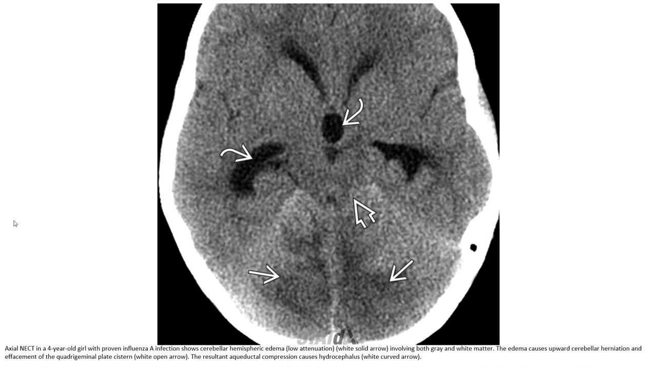This is axial non-enhanced CT in a 4-year-old girl with proven influenza infection, showing cerebellar hemisphere edema, low attenuation, white solid arrow indicated, in both hemispheres. The edema caused upward transtentorial herniation and effacement of the quadrigeminal cistern, wide open arrow indicates. There is mass effect causing hydrocephalus, curved arrow indicates.